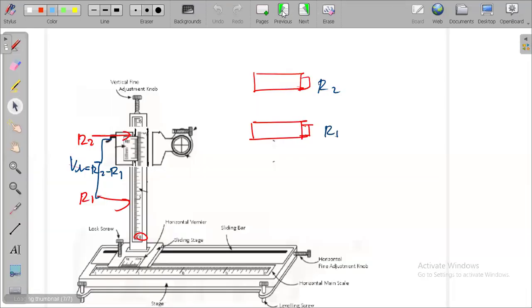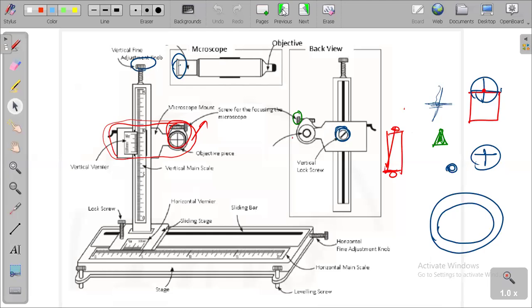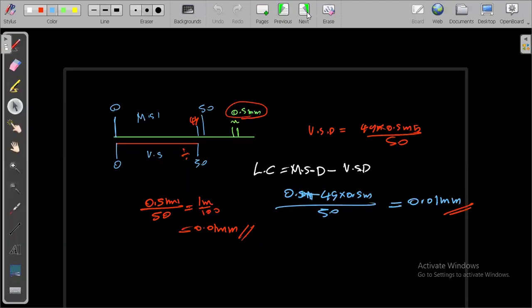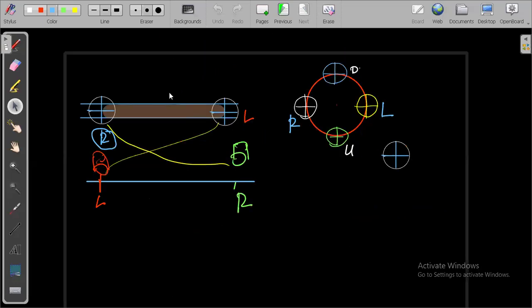In the next video, I'll come up with the other part, how to measure the density of a mercury column, or the radius of a capillary tube using a mercury column. This one, the density law. So this part I'll explain in the next video.